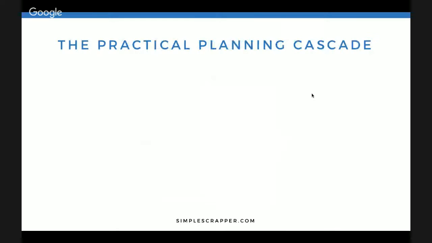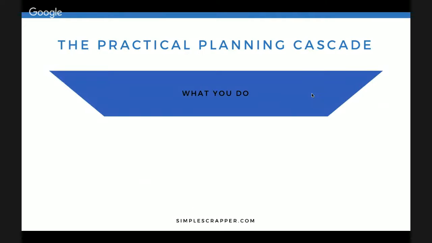All right. So the foundation of what we're going to talk about here is the practical planning cascade. And what this is, it's not complicated, it's actually quite simple. It's this idea that we can take a top-down approach, a big picture, going down to small scale. First, we have what you do. This is the universe of what you're doing in your hobby. All the projects, all the types of supplies that you use, the stories that you're telling. And it excludes all the things that you're not doing.